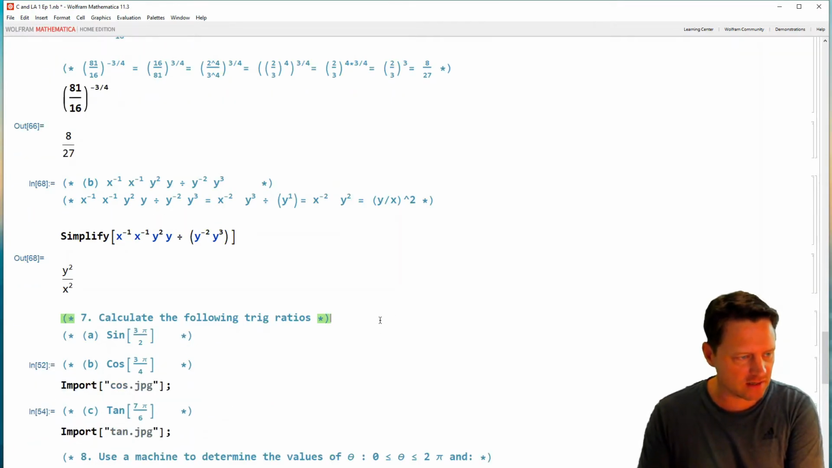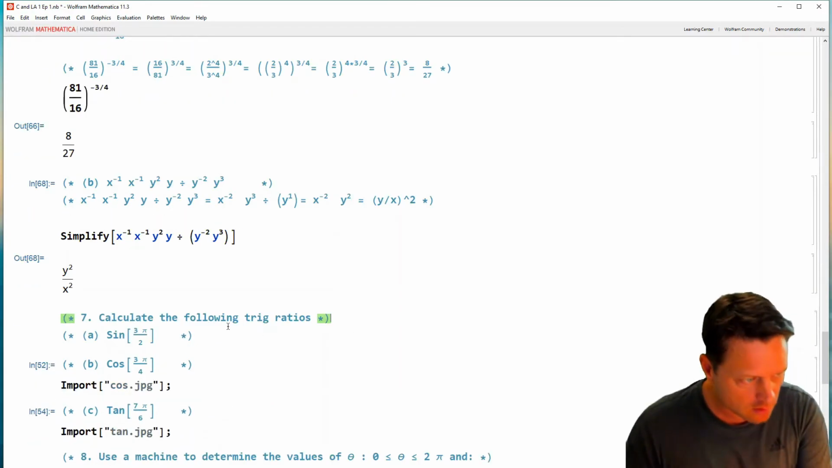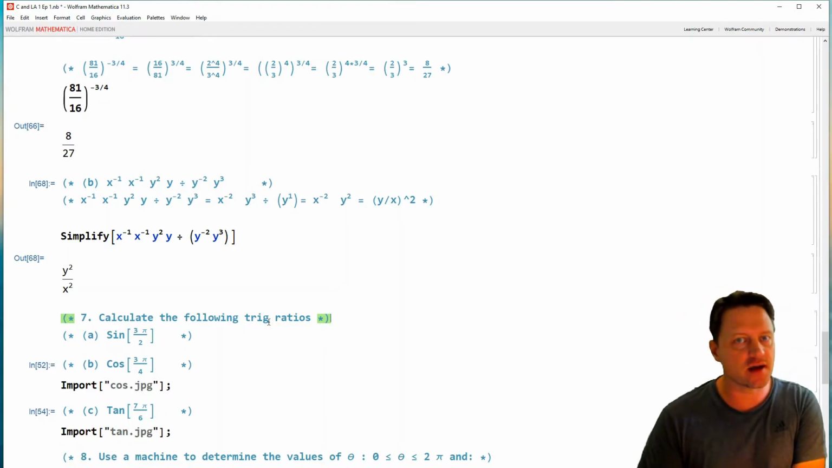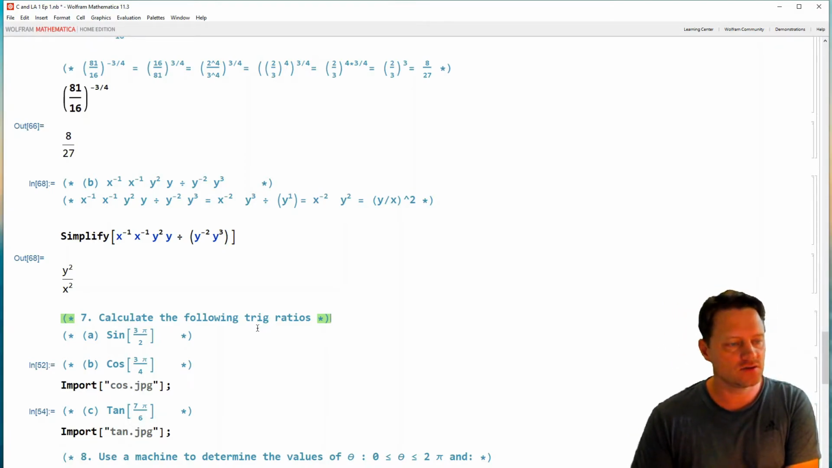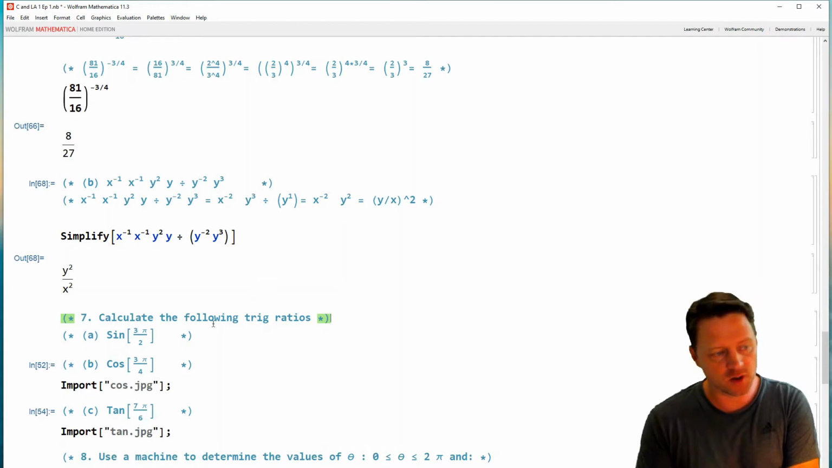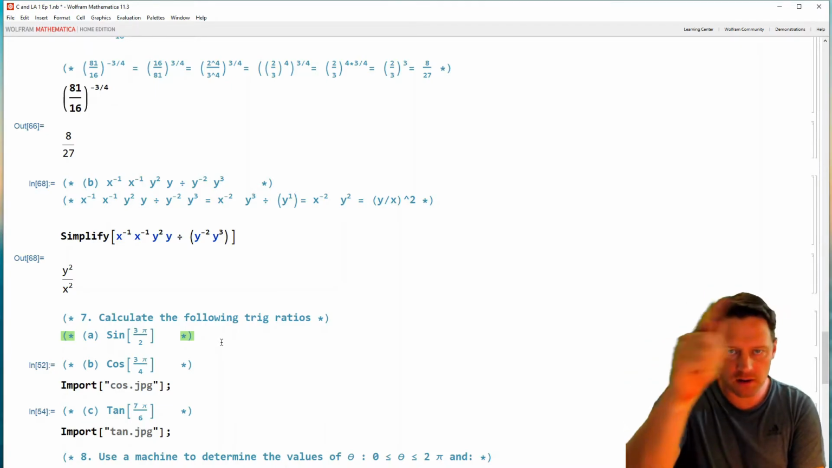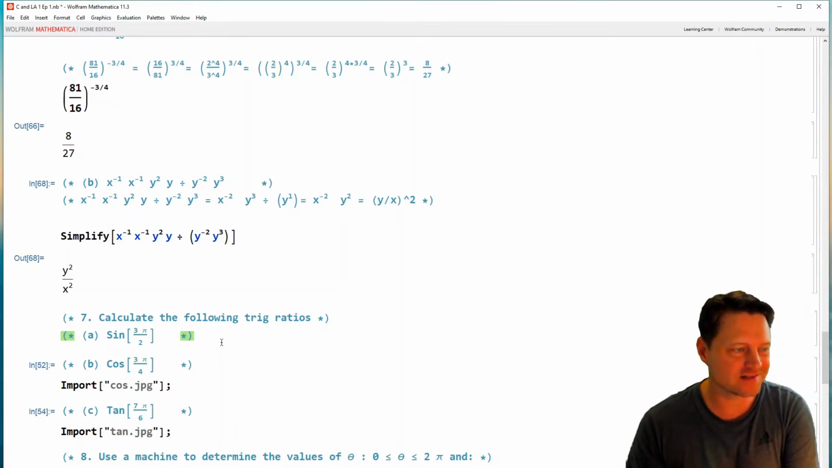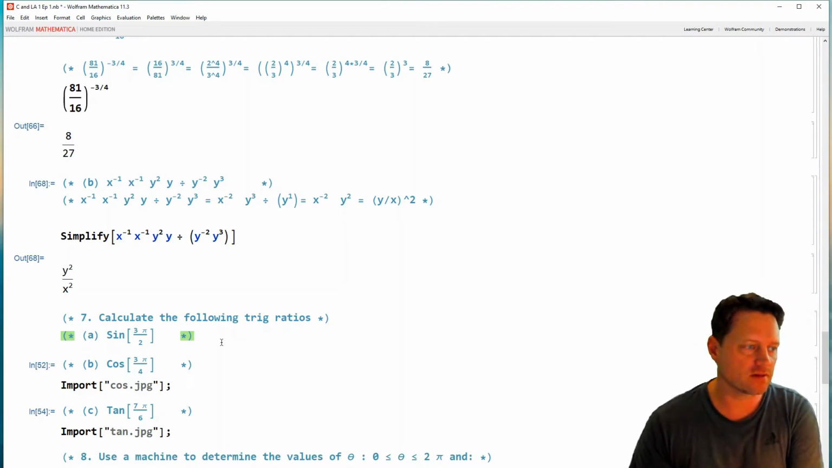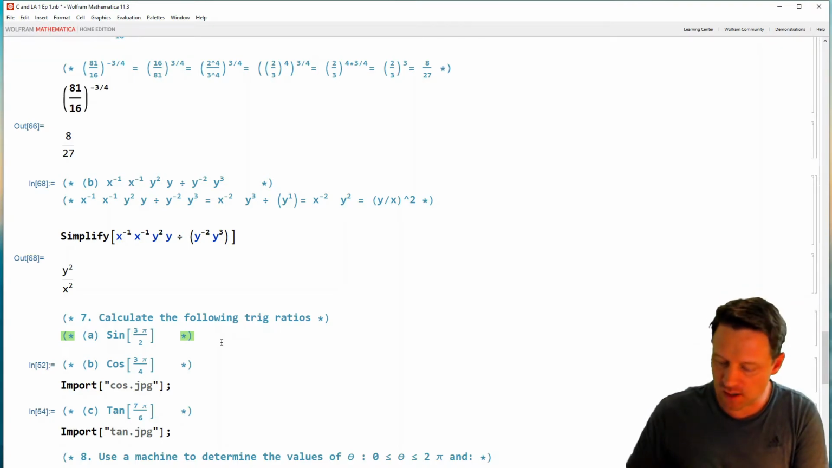Okay, next, calculate the following trig ratios. So when we do this, I recommend strongly that you draw some corresponding pictures. So I'm going to do that for the second and third one here. All right, so you've got to think about where is this angle, and then think about the trig ratio of the angle.